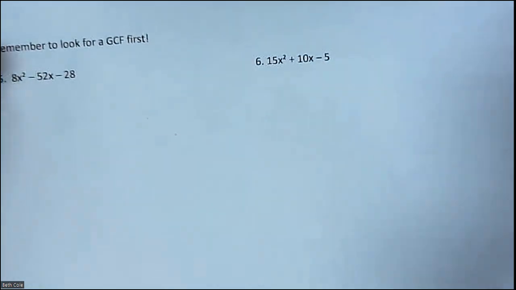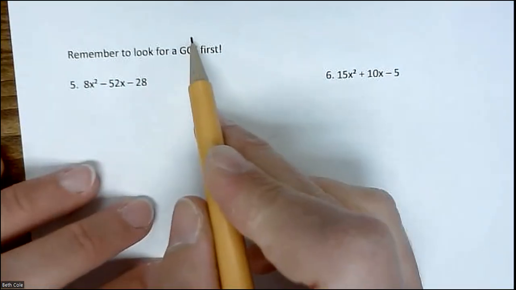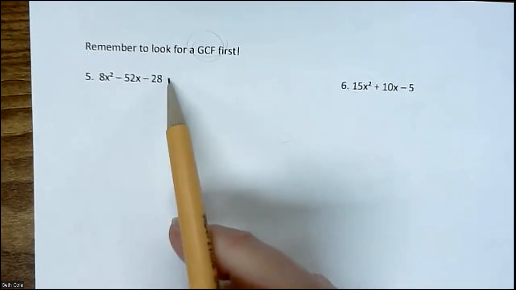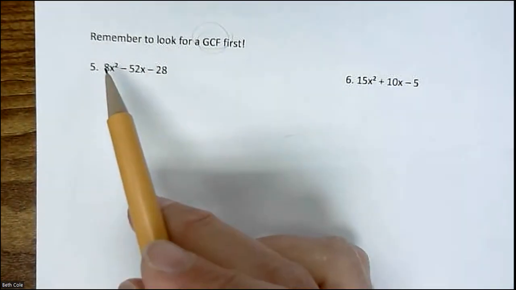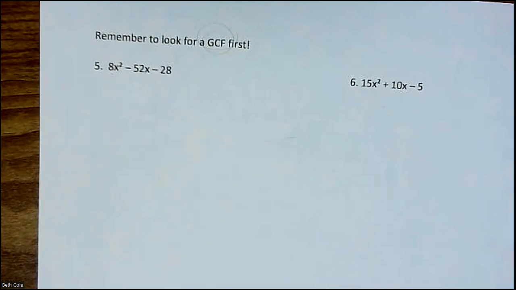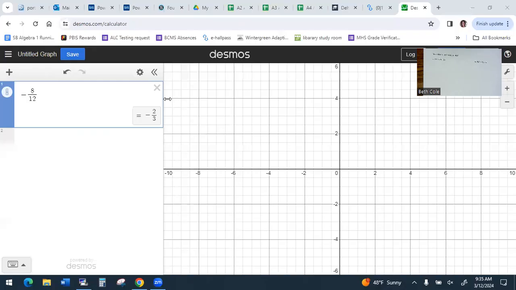You can do it. Now these ones, it says, remember to look for a greatest common factor first. Do you see how big these numbers are getting? You want to make them smaller. You want to see what you could divide out of all 3 of those. If you can't think of it because the numbers are kind of big, let's review this.